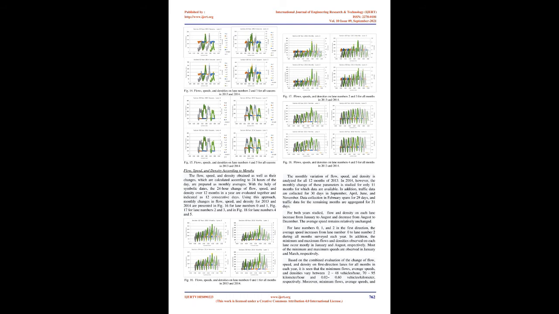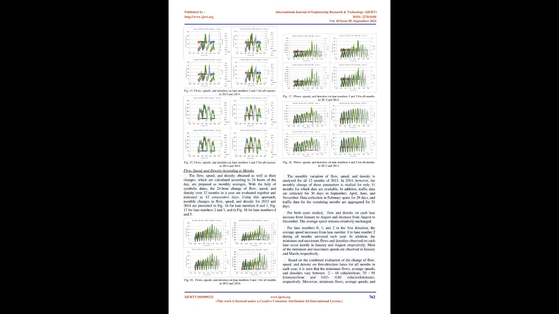By using the previously mentioned symbolic dates, the 24-hour change of flow, speed, and density are evaluated together based on the days of the month and are indicated as 29–31 consecutive days. Using this approach, changes in flow, speed, and density, based on days of the month, for 2013 and 2014 are presented in Fig 19 for lane numbers 0 and 1, in Fig 20 for lane numbers 2 and 3, and in Fig 21 for lane numbers 4 and 5.